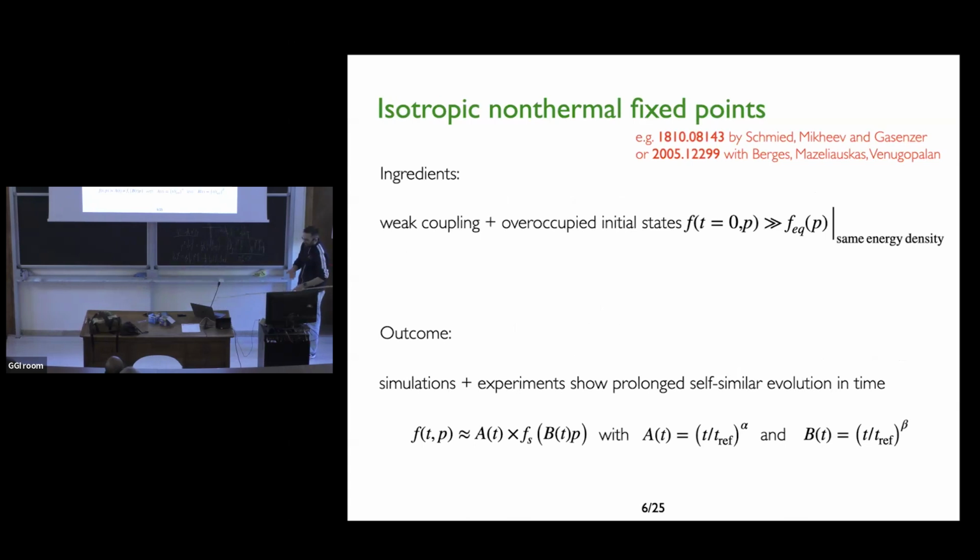And regarding what is the input and what is the output: the input in this analysis is weak coupling and an overoccupied initial state, so that the distribution function at the initial time, and somewhat later times, is much bigger over some momentum regime than the equilibrium distribution function at the same energy density. And the outcome, coming from ab initio simulations, such as solving kinetic theory equations numerically, as well as from cold atom experiments, shows a prolonged self-similar evolution in time. So that this F, after a while, is going to settle on the scaling form, where A and B approximately take this form.